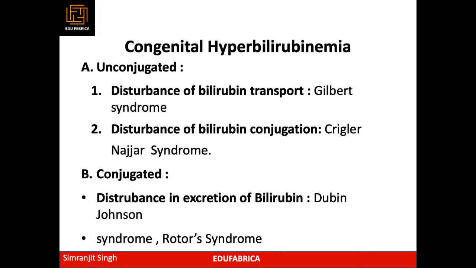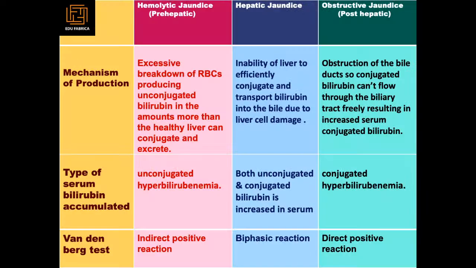So first is your congenital hyperbilirubinemia. There are two types: unconjugated and conjugated. In the first one, disturbance of bilirubin transport is Gilbert syndrome, and if there is disturbance of bilirubin conjugation, then it is Crigler-Najjar syndrome. Disturbance in the excretion of bilirubin gives rise to Dubin-Johnson, and the other syndrome is known as Rotor syndrome. So this is the difference that we have just discussed, that is your hemolytic jaundice, hepatic jaundice, and obstructive jaundice: pre-hepatic, hepatic, and post-hepatic.